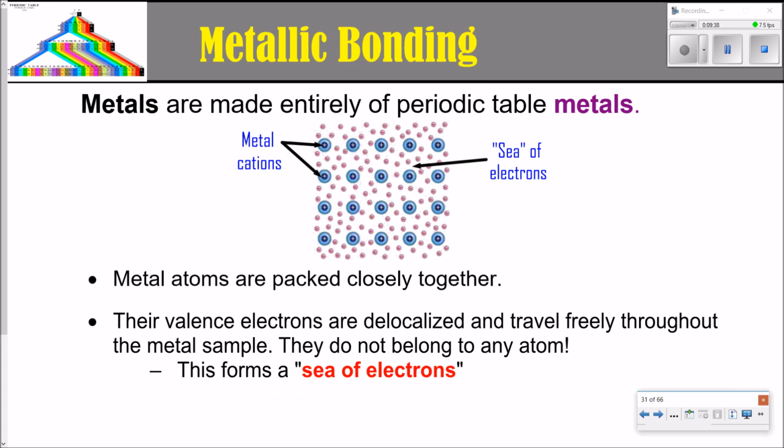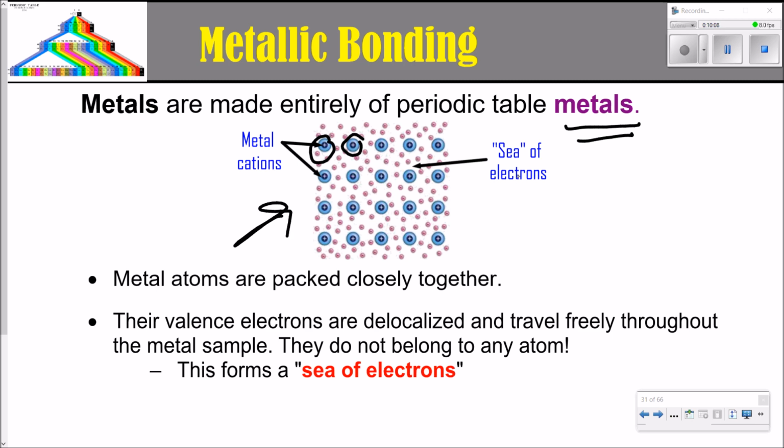Metallic bonding is when you've got metals that are made entirely of periodic table metals, and these bond in a way that is sort of unique. You get your metal cations, because remember, metals lose electrons, so they become cations. So these are sitting right here. And their valence electrons become delocalized. So instead of being in their energy shells right around that nucleus, they're going to delocalize and travel freely throughout that entire metal sample that we've got up here. They're not going to belong to any one atom.